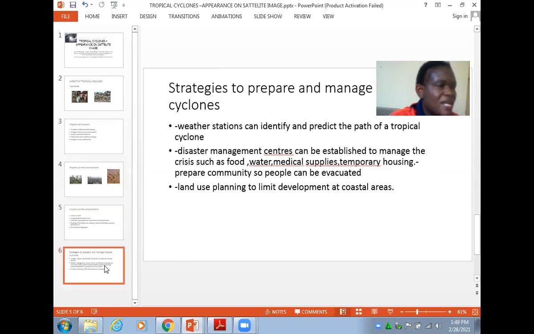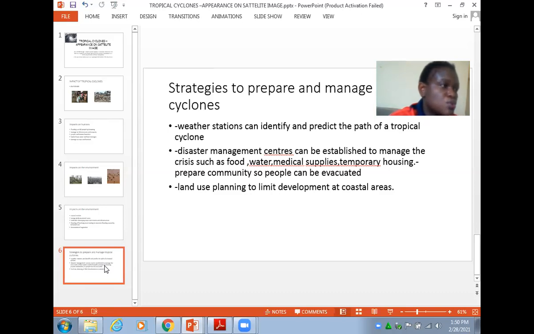With this in regard, what measures can be implemented to manage our tropical cyclones? We cannot stop them, but we need to prepare for and manage them. Weather stations can identify and predict some of these tropical cyclones. We need up-to-date equipment at our weather stations so that they can identify and predict them. We also need to have disaster management centers in place, which can assist people in crisis by providing food, water, medical supplies for those who might have been injured, and also temporary shelter.